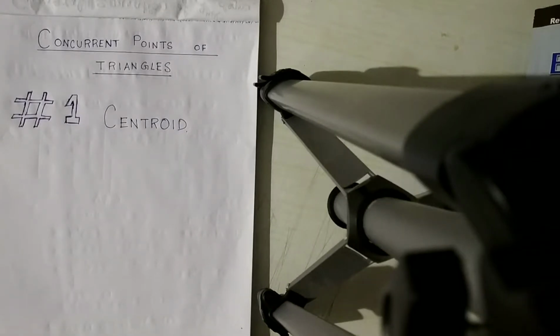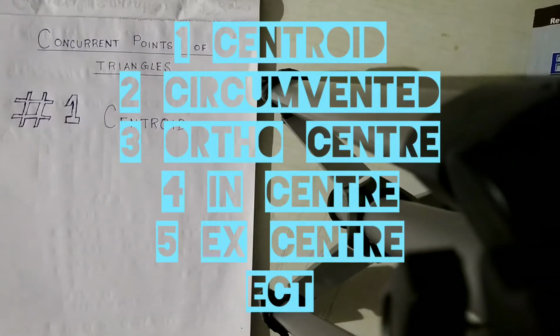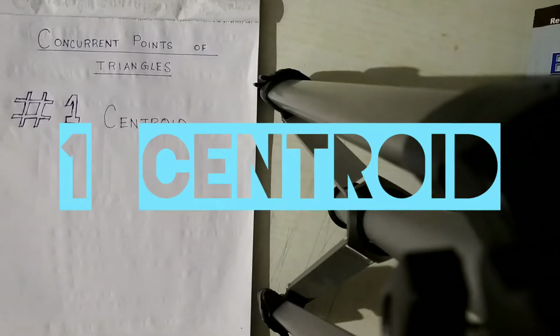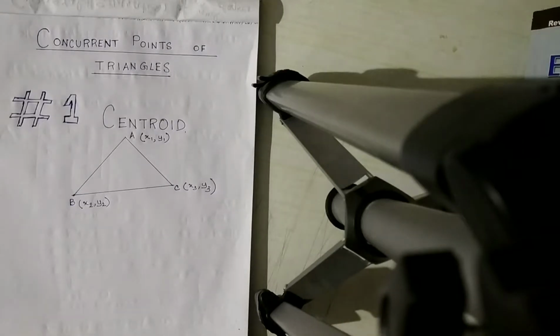Today I'll be talking about concurrent points of triangles, which namely are centroid, circumcenter, orthocenter, incenter, excenter, etc. and I will be dealing with the relation between these points. So first up, centroid. For a centroid, I'll be needing a triangle, that is this. So this is the triangle that I am going to use to describe centroid.